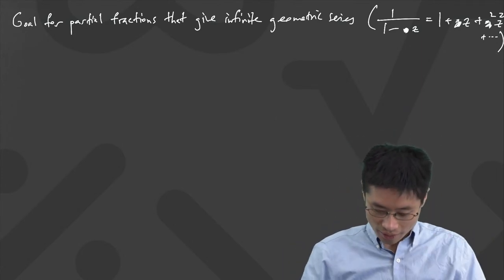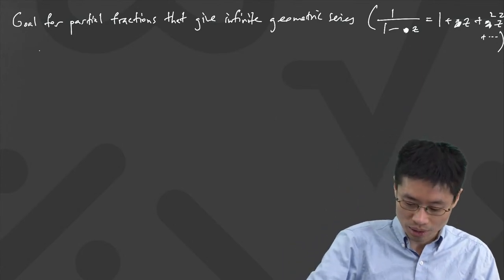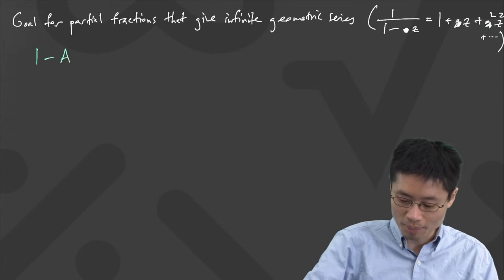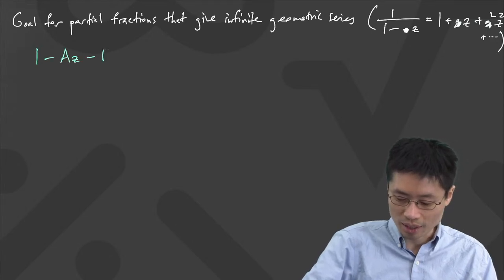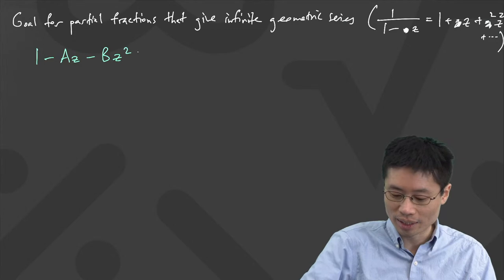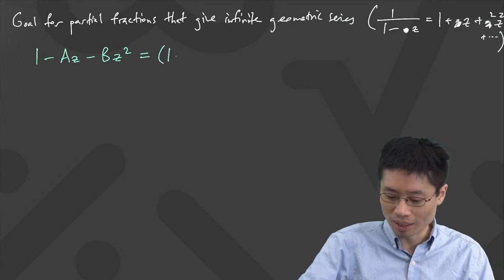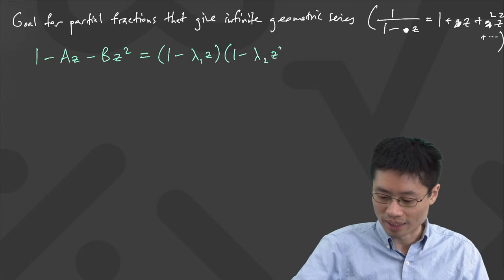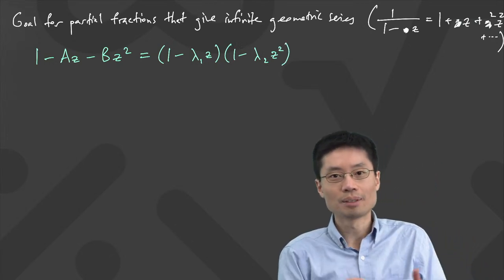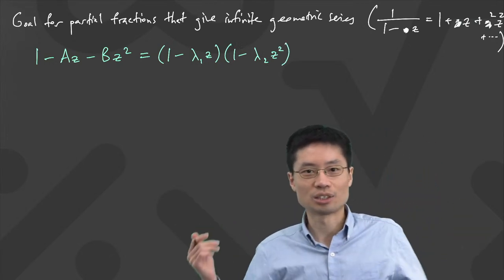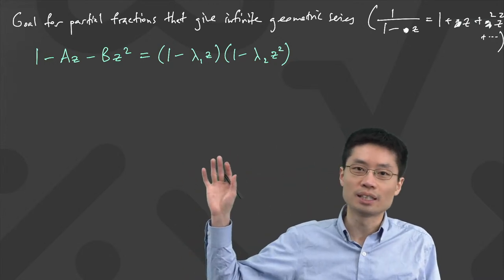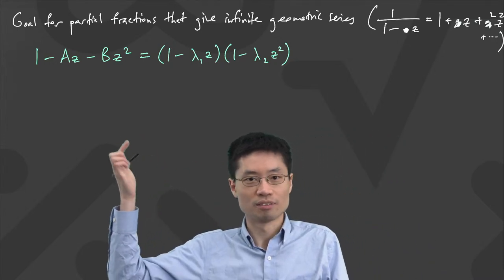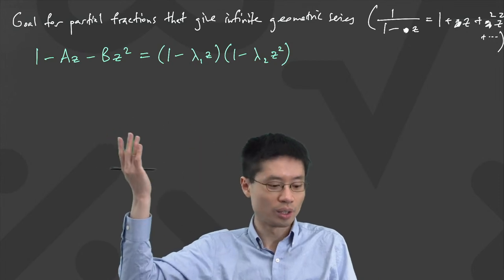In order to do that, I need to find a way to express this as 1 minus, oh, let's give these some names. Let's call them lambda 1, z, times 1 minus lambda 2, z squared. Okay? Lambda is just used because I guess that's a nice Greek letter, but this has nothing to do with linear algebra anymore. There's no matrix involved. It's just there will be a correlation with that.